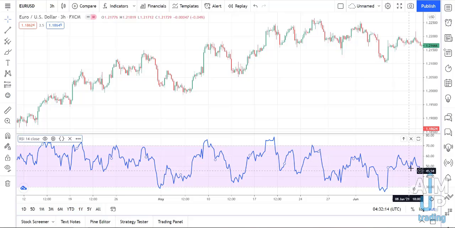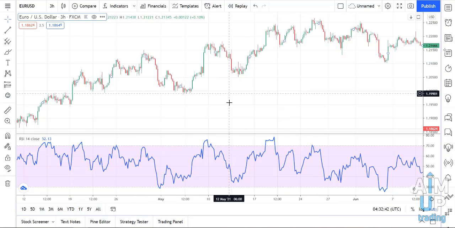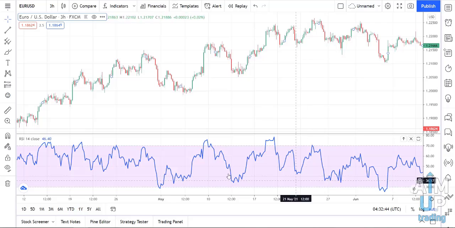But guys, that doesn't mean that every time the line goes above 70 or under 30, we're going to buy and sell. This is just something that is going to give us a hint where we should be looking, where the price is going. That doesn't mean that every time the price goes above 70 we're going to sell, and every time it goes under 30 we're going to buy. That does not mean that. This is basically something that gives us the direction of the trend.